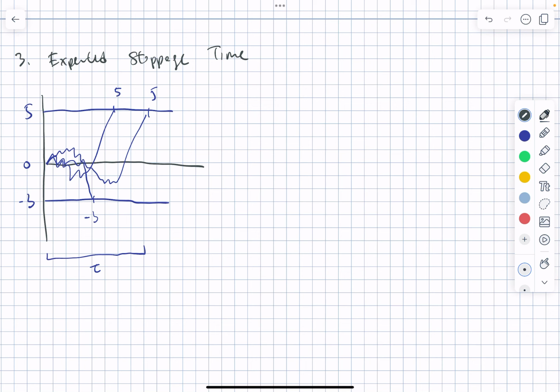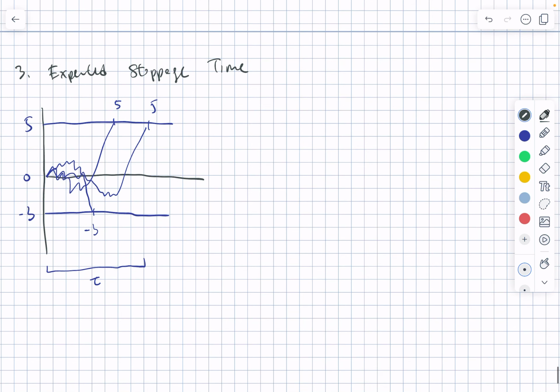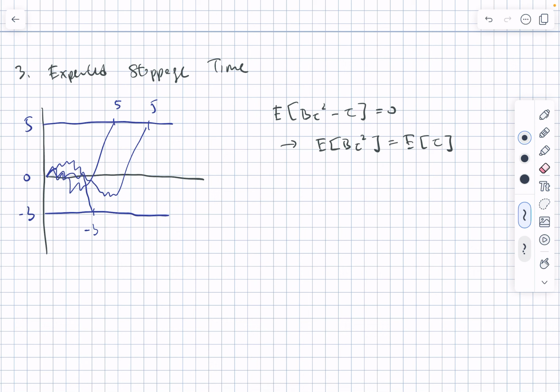To actually solve this question, we're going to use a fact that this is a martingale. Again, this is beyond the scope of this video, but we should just know the fact that the expected value of B tau squared is going to be equal to the expected value of tau. I could cover martingales in a future video, but for this question, we're going to just assume this fact is true. So the expected value of B tau squared is going to be the expected value of tau.